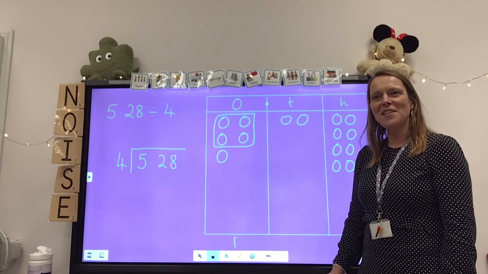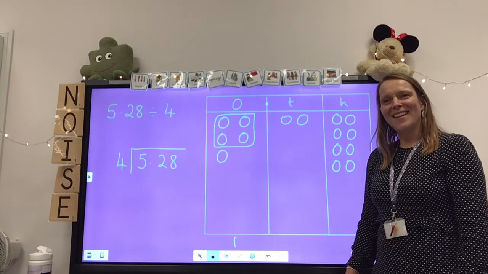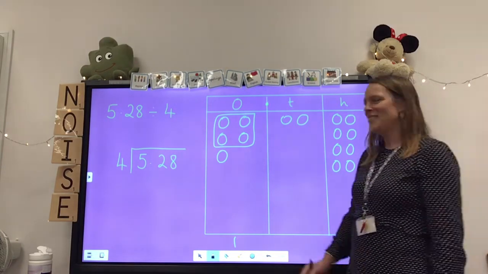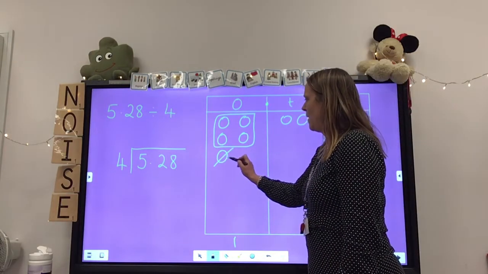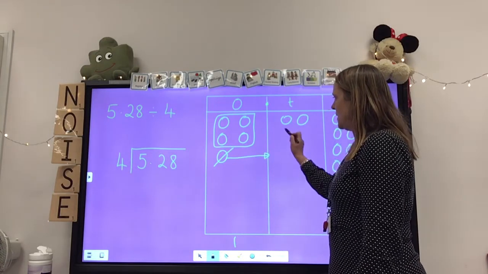Miss Jennings, do you know the answer? I think it's 10 tenths in 1 whole. You're quite right, it's 10 tenths in 1 whole. So what I'm going to do is exchange my 1 whole into 10 tenths.